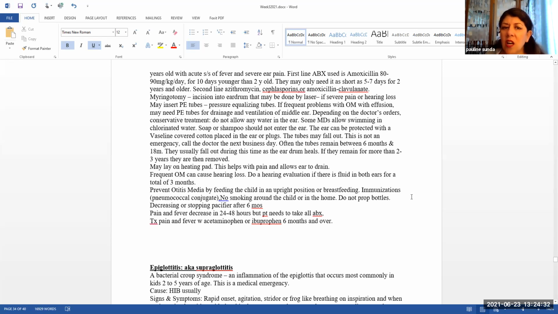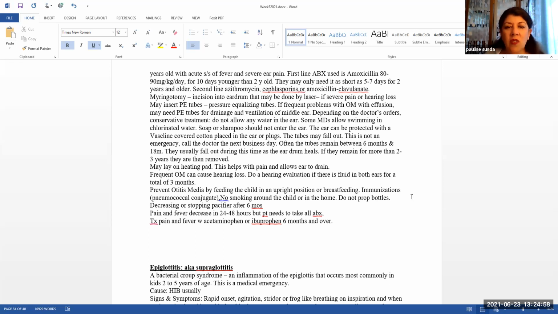So depending on the doctor's orders, really determines their exposure to water. Really, you don't want water to go into the ear. Sometimes doctors will allow swimming in chlorinated water. We don't want soap or shampoo to enter the ear. The ear can be protected with a Vaseline covered cotton placed in the ear, or you can also just place earplugs.